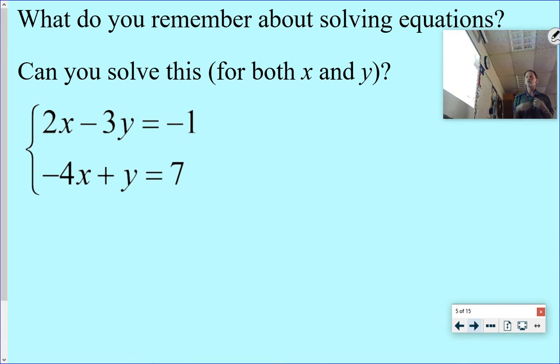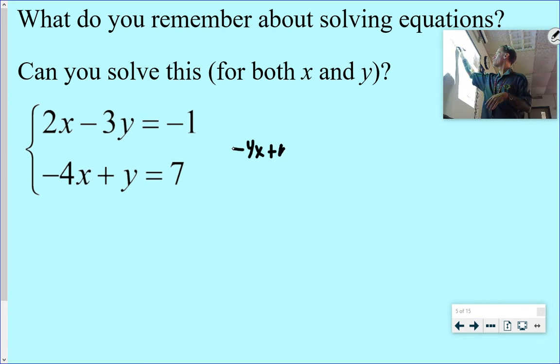So here, again, find something that's easy to get by itself. We're looking for the least amount of work possible. So which one would I do? I think if you look at the second equation, y is easy to get by itself. So same deal. I'm going to rewrite the second equation: negative 4x plus y equals 7.